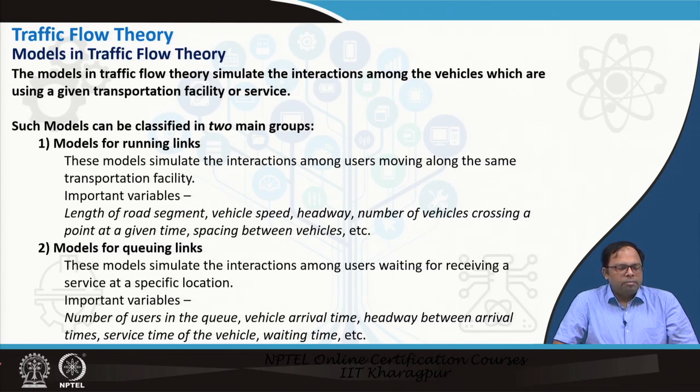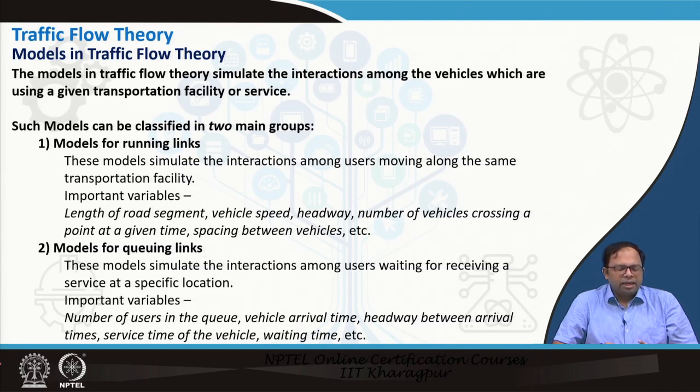When we talk about traffic flow theory, the models in traffic flow theory simulate the interactions among the vehicles which are using a given transportation facility or service. And this could be classified into two groups. One is called model for running links, and the other is model for queuing links. Now, queuing links is mostly related with transit.